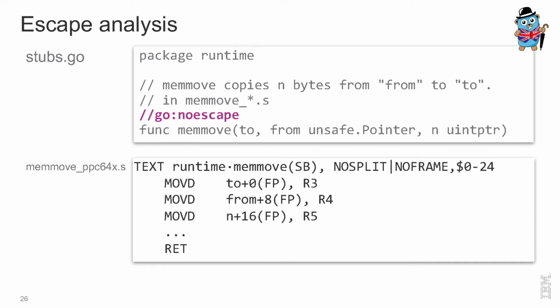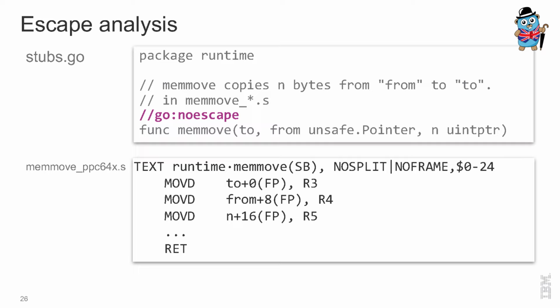I just wanted to also mention escape analysis. When you're writing assembly routines, Go can't tell whether a pointer that you put into your assembly routine escapes or not. What this means is it has to assume it does escape. So it'll always go on the heap, it'll never live on the stack.